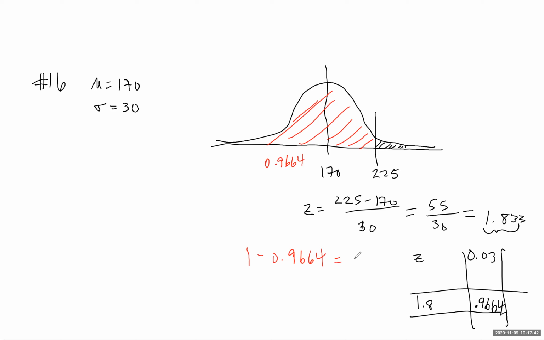And we get 0.0336. So the probability that a teenage boy has cholesterol above 225 is 0.0336, or a little bit over 3%.